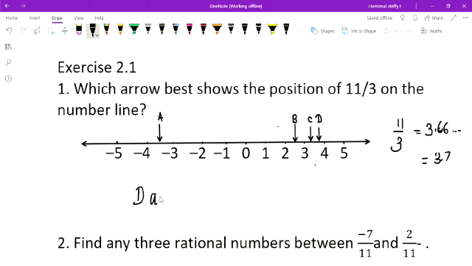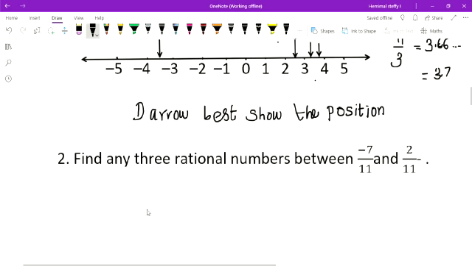D arrow best shows the position. Okay, is it clear? Okay, then we are going to the next one.